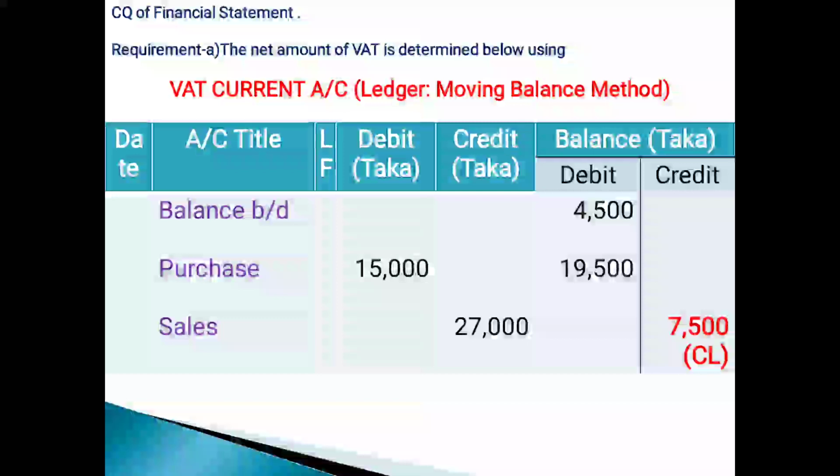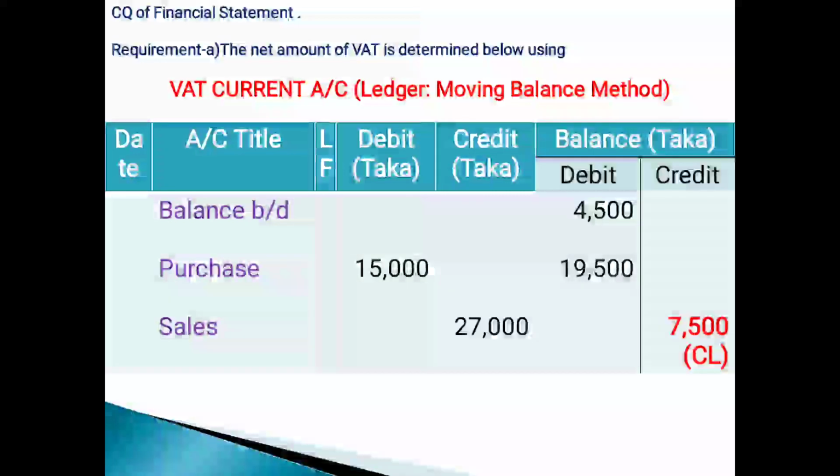Another posting is available for the VAT current account, sales VAT from net sales taka 27,000, is credited in the VAT current account, and to be deducted 19,500 minus 27,000 is equal to taka 7,500 credited for this credit balance. At this moment 7,500 is credited for VAT current. It is indicated as current liability.